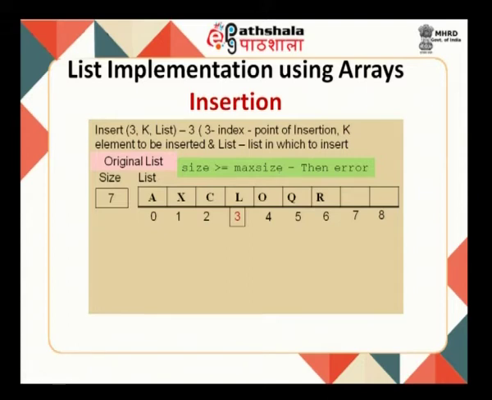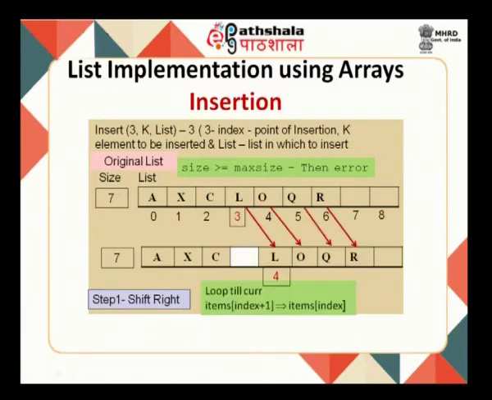Now, if it is not, then we have to do the first step, which is shifting right. So, what we do is, from the third position onwards, we are going to shift to this position. We are doing a loop. What loop are we doing? Loop till current item index plus 1 is equal to items index. So, the item at index plus 1.